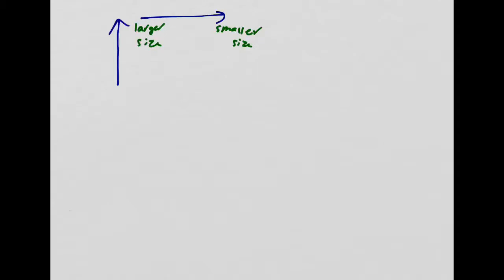Smaller size is going to be harder to remove the electron. I need more ionization energy. Larger size, it's going to be easier to remove the electrons because they're far away from the nucleus. So far, so good? Okay.